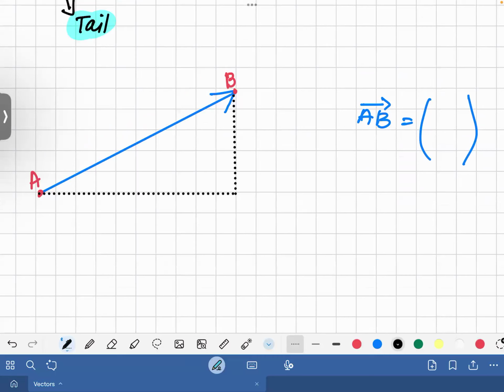So how much right I came? I came towards right side. 1, 2, 3, 4, 5, 6, 7, 8, 9, 10. It's 10 right. And 1, 2, 3, 4, 5, it is 5 up. So how do I write 10 right and 5 up? 10 right would be plus 10 and 5 up is plus 5. That's how we write the vector.